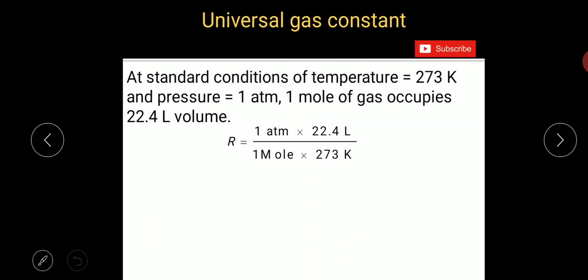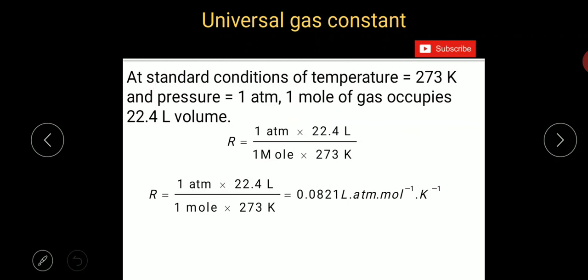If you simplify this one, then you will get 0.0821 liter atmosphere mole inverse Kelvin inverse. So this is one of the values of universal gas constant in the units of liter atmosphere mole inverse Kelvin inverse.